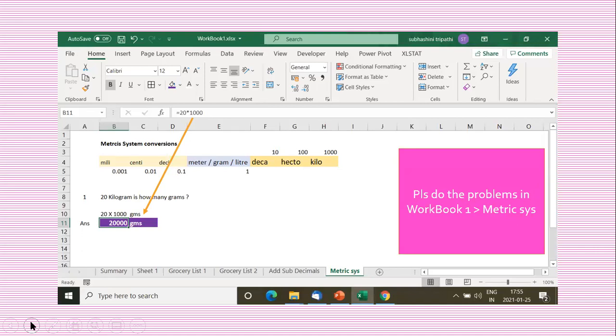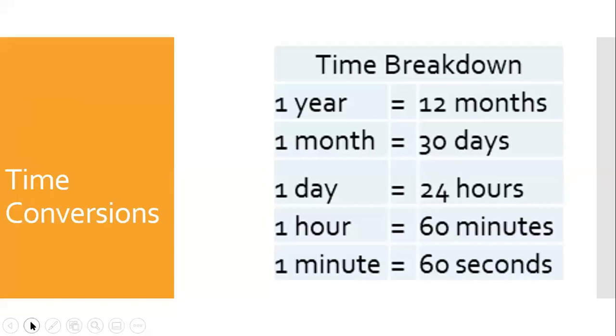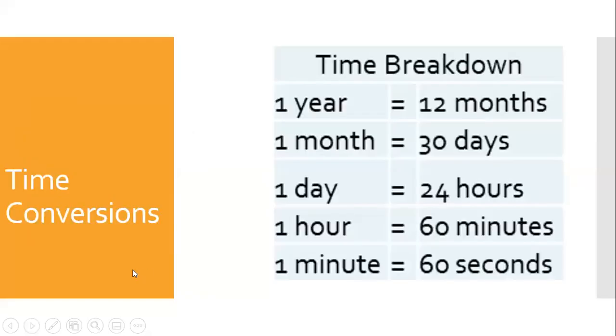Now, this was an example on your metric system, and we will see if you had any problems over there. Then we had looked at some time conversions, and in time conversion, I'm sure you all know this. 1 year has 12 months, 1 month has 30 days, 1 day has 24 hours, 1 hour has 60 minutes, and 1 minute has 60 seconds. So if you have to convert 1 year into seconds, what will you do? You'll have to do 12 months into 30 days into 24 hours into 60 minutes into 60 seconds.